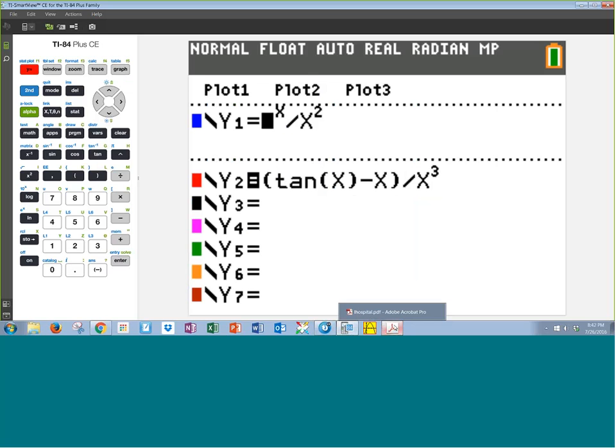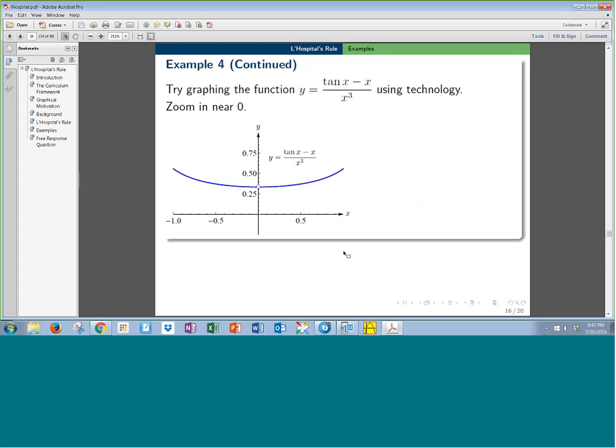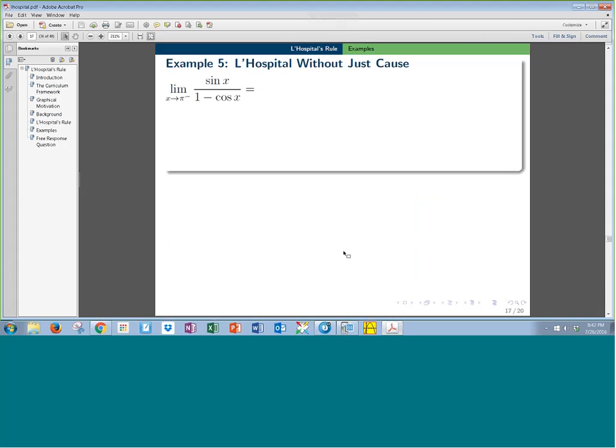All right, let's try example 5. Oh, there's your pretty graph with a hole in it. Okay. And so this is an example of what might happen if you use L'Hopital without just cause. What I mean by that, of course, is without checking both the numerator and the denominator. So we take a look at this limit and we just blindly use L'Hopital without any check here. This is what happens. Take the derivative of the numerator divided by the derivative of the denominator: without cosine, divided by the sine.